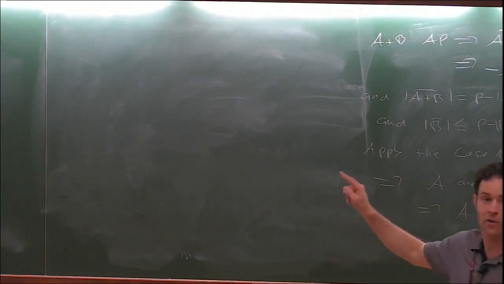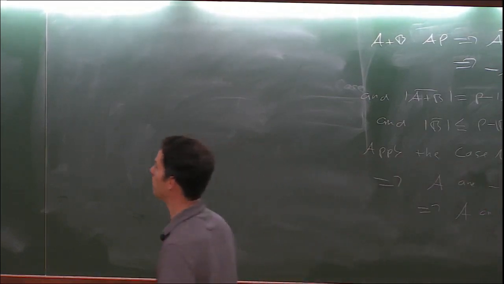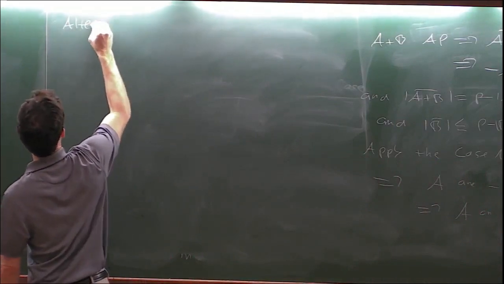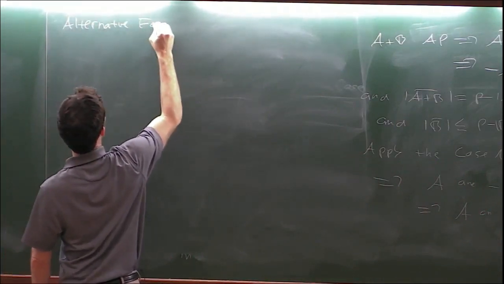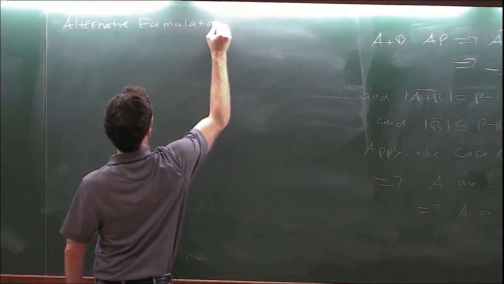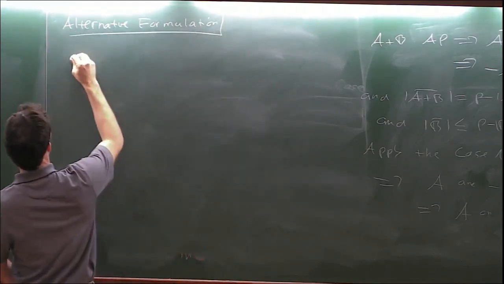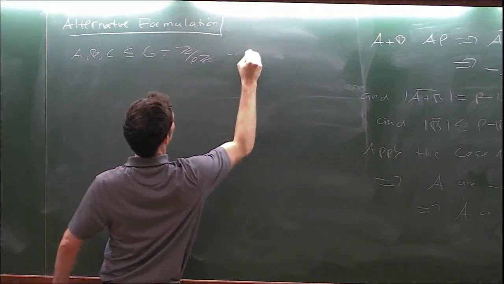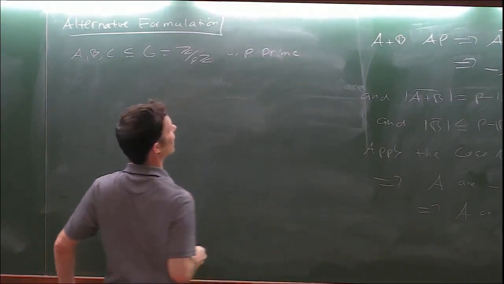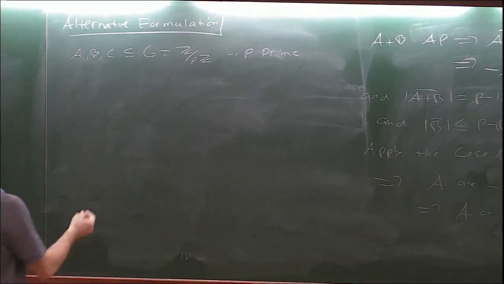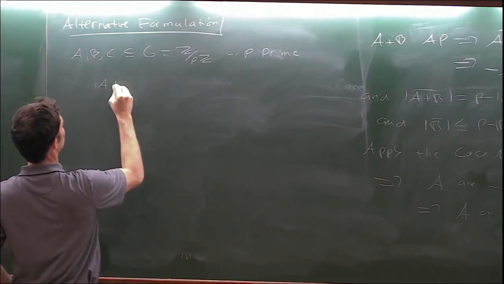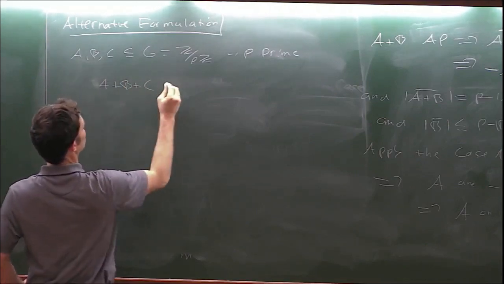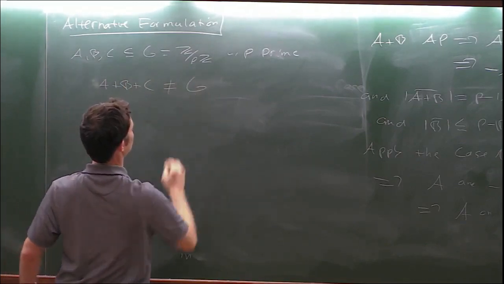Maybe rather than talking about all the different variations that are actually known for this theorem, and there are quite a few, why don't I give an alternative formulation of this that emphasizes the symmetry a little better. So we now have A, B, and C all being inside our group Z mod PZ. P is prime. We're going to assume that this is not equal to everything.